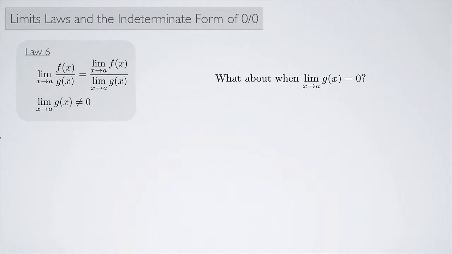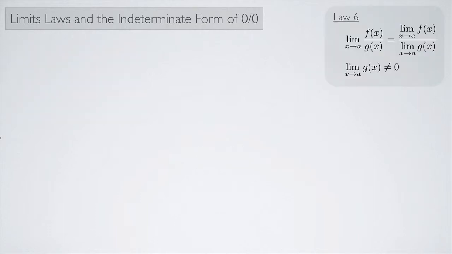But what happens when the limit as x approaches a of g of x does equal 0? Well, there's two cases to look at. First, we're going to look at what happens if the limit as x approaches a of f of x does not equal 0, and then what happens when the limit as x approaches a of f of x does equal 0. So first we'll look at case 1.